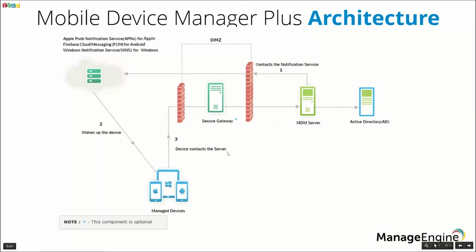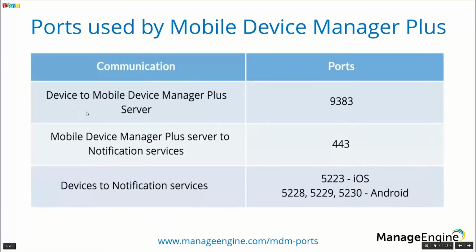So remember, when it comes to MDM cloud, you just need to make sure the device has an internet connection, because the MDM server is already in the data center and the notification services are all on the internet. The only thing you need to make sure is whether the laptop or device has an internet connection. But when you go with on-premise, you need to allow the necessary ports: port 9383 is used from the device to communicate with the MDM server, and the MDM server will use port 443 to contact the notification services. Device notification service will happen through these ports.